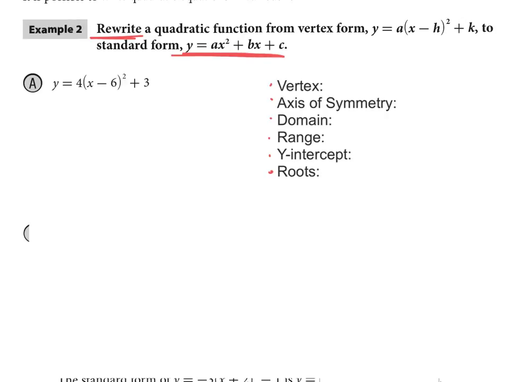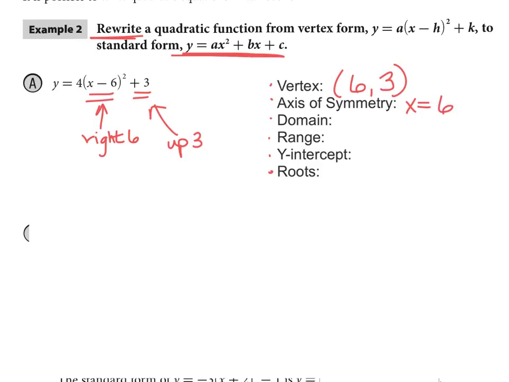Okay, so if I want to find the vertex, I can actually already do that. Remember, the vertex comes from these two pieces. So it's opposite, so this is right 6. And then this one's the same, so up 3, which means my vertex is going to be at positive 6, 3. From that, I can find my axis of symmetry, and that is going to be the x value, x equals 6. Domain is always all real numbers. Range, if I look here, that's a positive 4, so my graph is opening up. So my range is going to be y greater than or equal to 3.